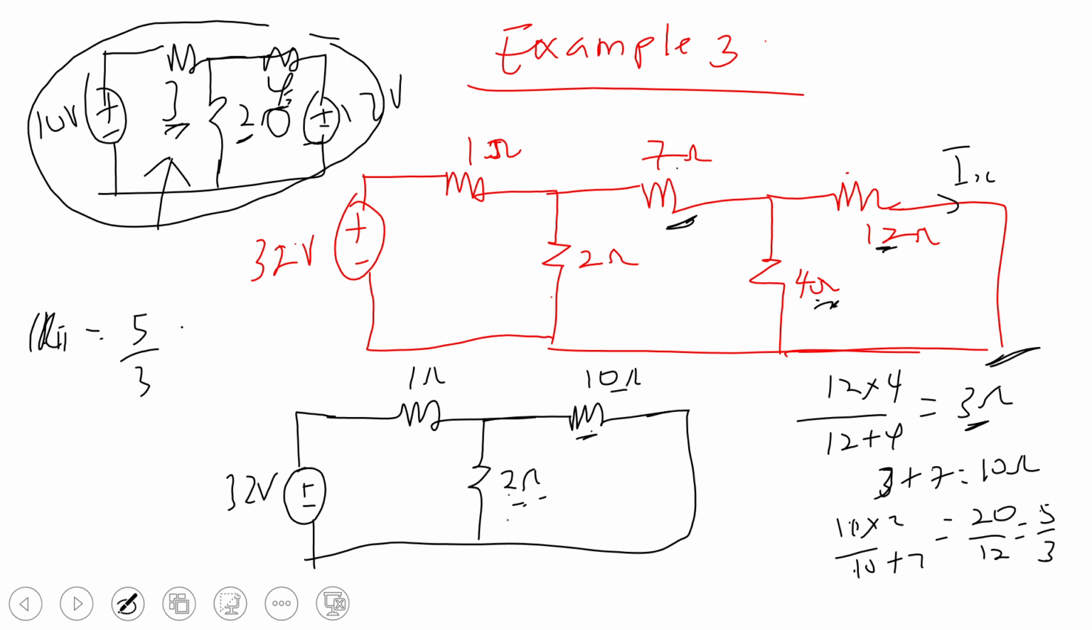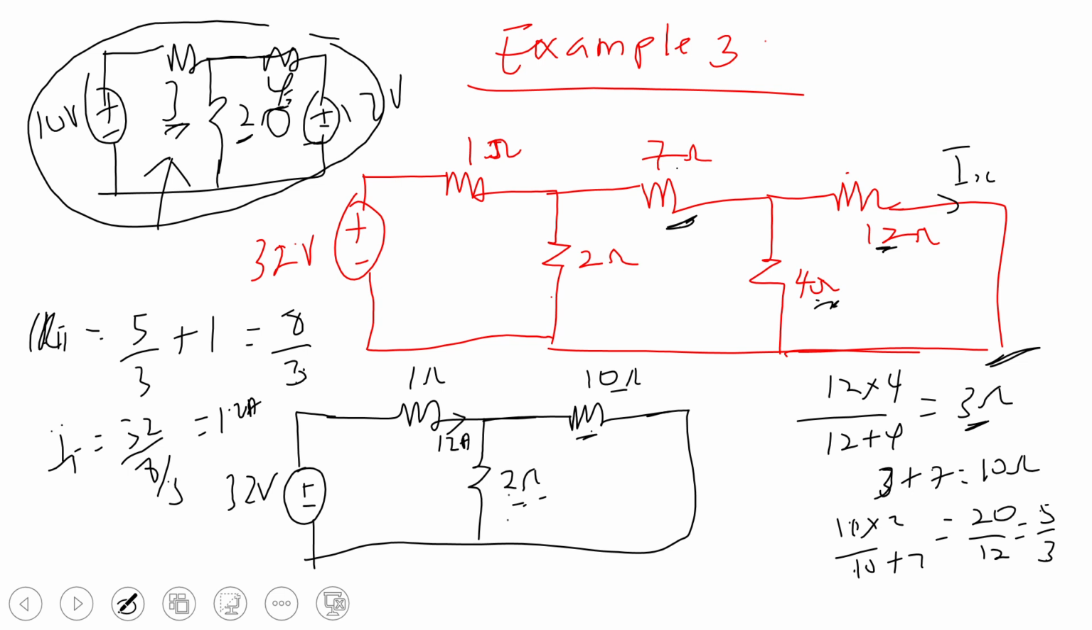So 5 on 3. If you don't understand this parallel and series I'm doing, try and watch the series and parallel video from part 1 to part 3, and you'll easily get it. So now this total resistance is going to give me 8 on 3. This is the total resistance. So if I want to know the total current, then IT is going to be 32 divided by 8 on 3, and that is going to give me 12 amps, right? 12 amps. So we know that the 12 amp is the total current coming here.